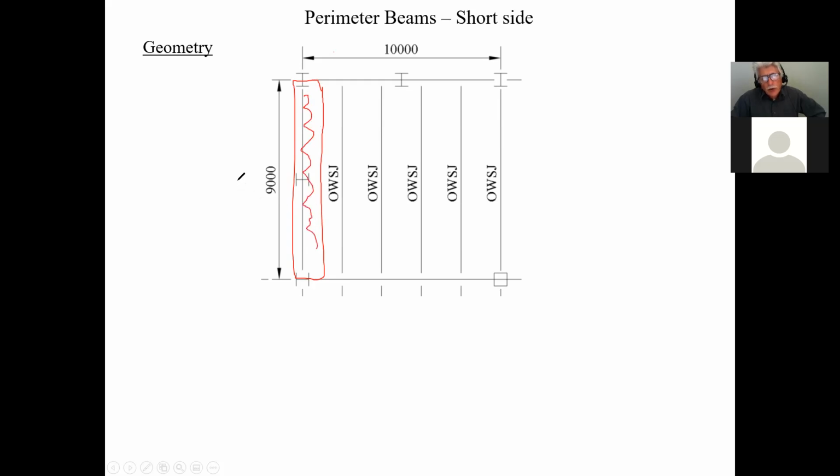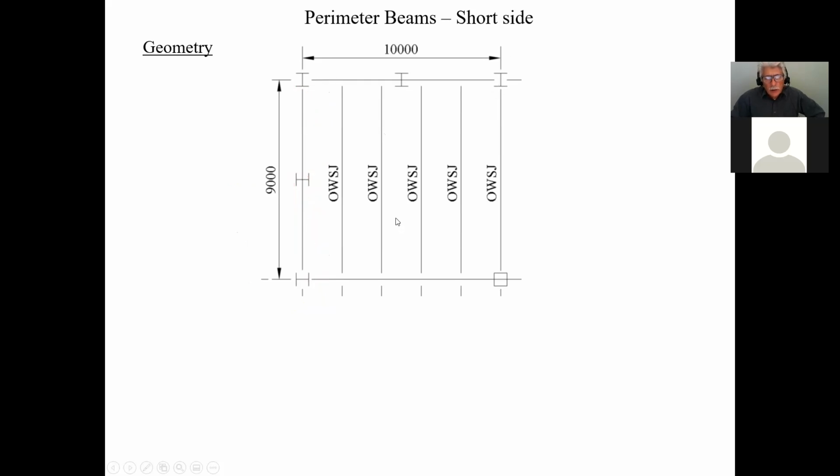And of course the geometry changes a bit. Here we have 4.5 meters as opposed to 5 meters here. And this becomes a tributary width, where the load of the roof gets transmitted to this beam here. So that's the only difference.